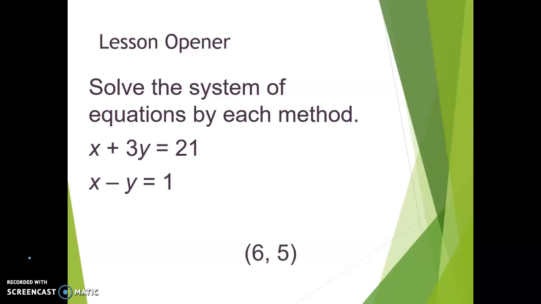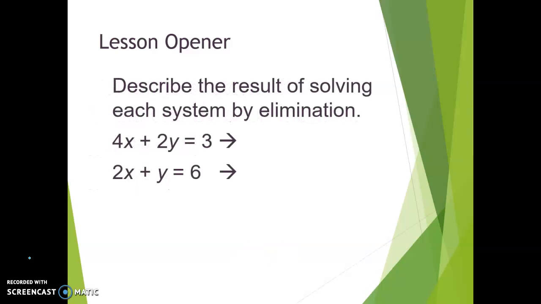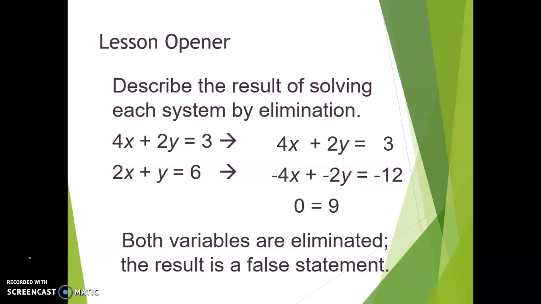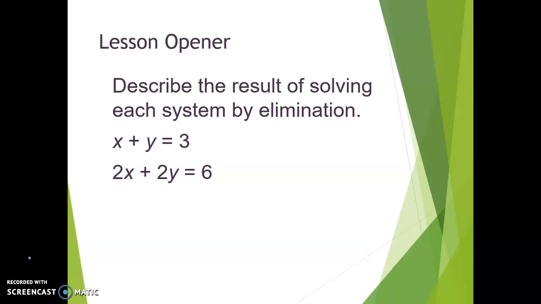You should have ended up with x equals 6 and y equals 5. Tell what would happen if we solve this system by elimination. Well, after making our coefficients the same, what we end up with is both variables are eliminated and we get 0 equals 9. This is a false statement. 0 equals 9 eliminates the variables, and the result is a false statement. We cannot solve that system of equations.